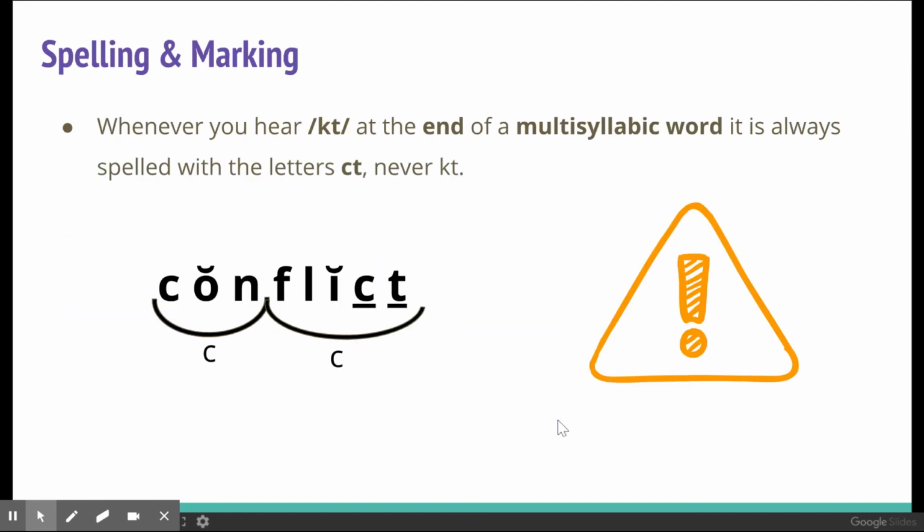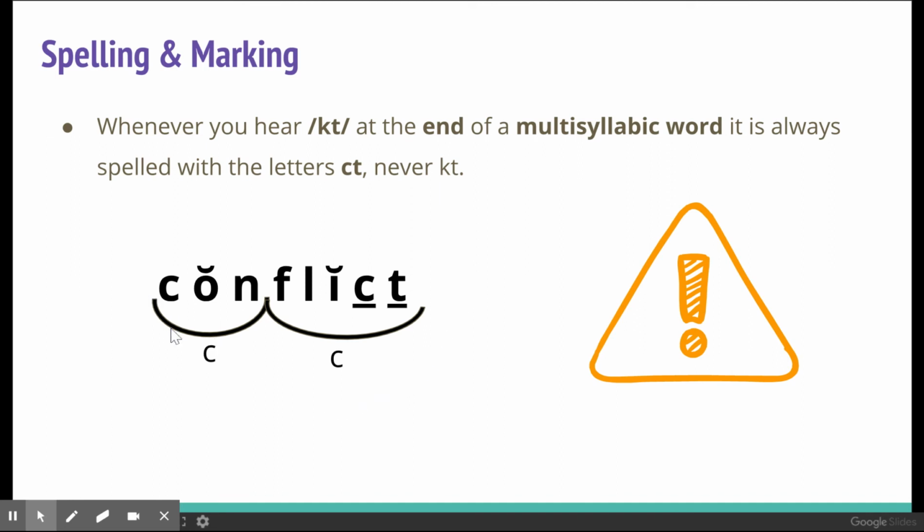Spelling and marking. Whenever you hear the kt at the end of a multisyllabic word, it's always going to be spelt with the letters CT. We never use the ending blend KT. You're never going to see a KT at the end of a word.